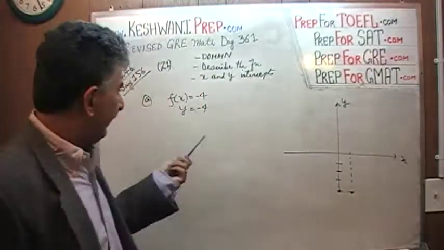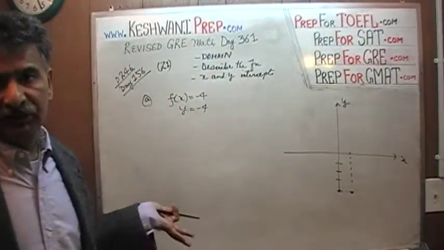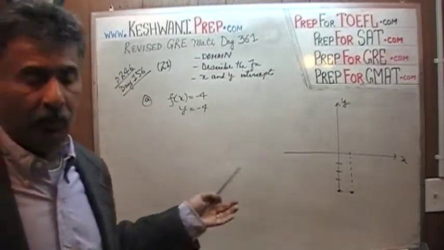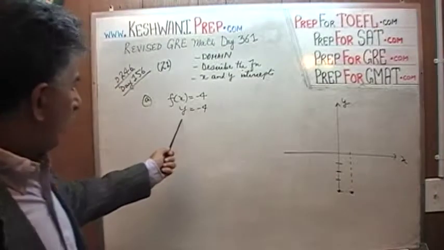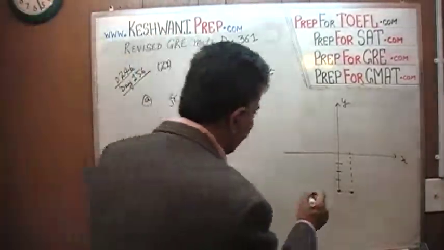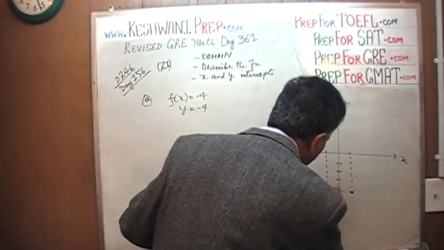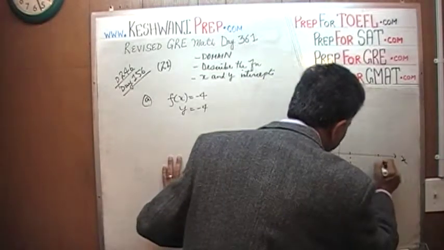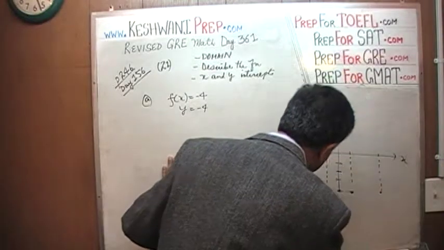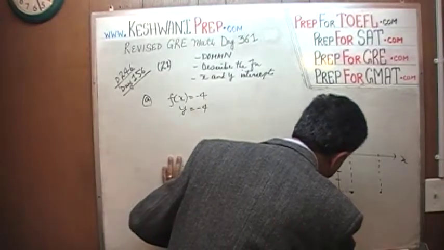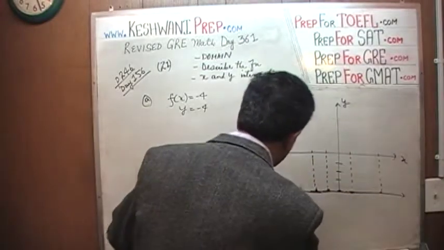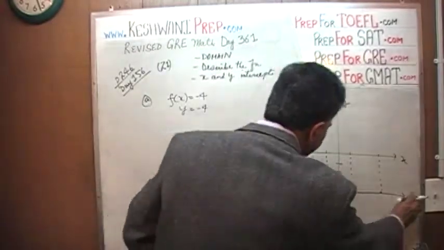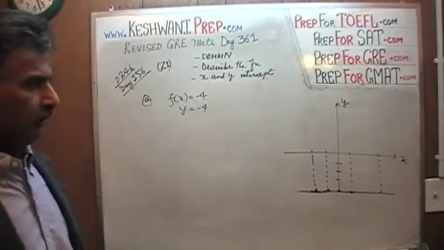Why? Because x doesn't even appear in this problem. Y is constant. It's -4. No matter what the value of x is, y is always -4. When x is -1, y is -4. When x is -2, y is -4. When x is +5, y is -4. This is it. That's our line. That's the function. The function of this graph.